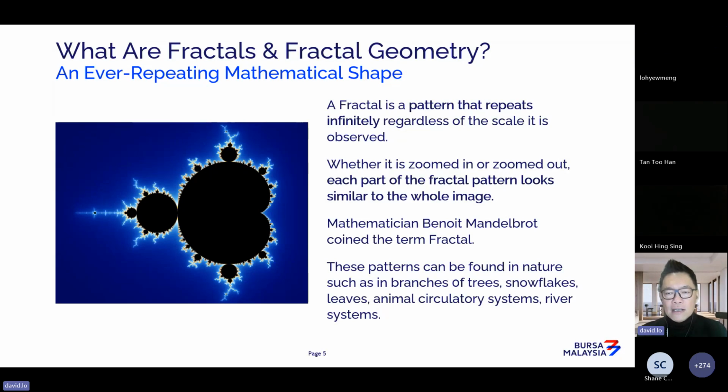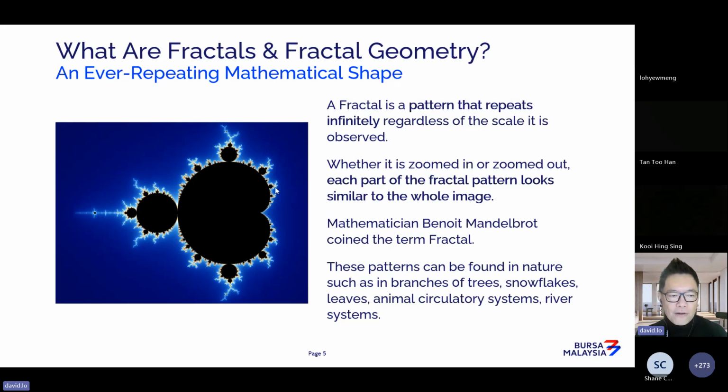This is interesting. That means in a smaller scale, you see the pattern. In a larger scale, you see the pattern. In the infinite scale, you also see the same pattern. So whether it's zoomed in or zoomed out, each part of the fractal looks similar to the whole image. So what you see here is actually a fractal image.